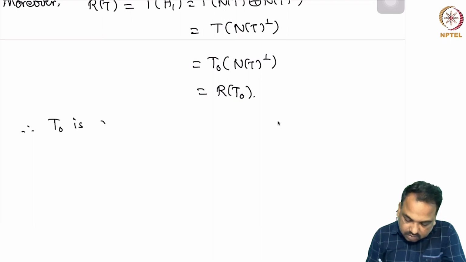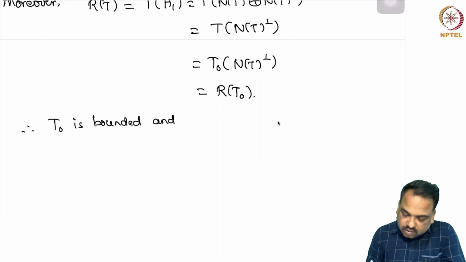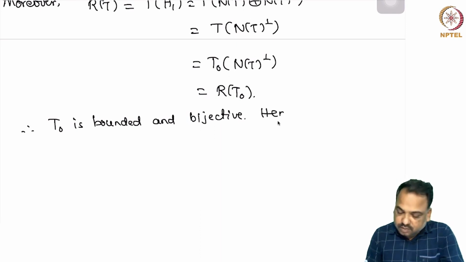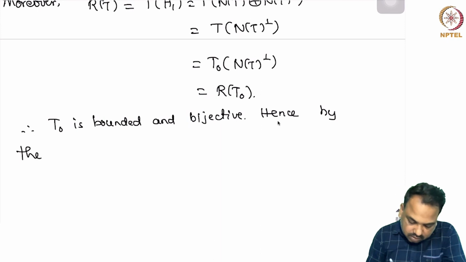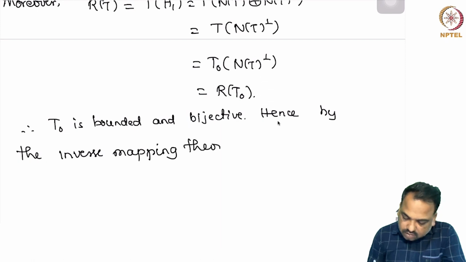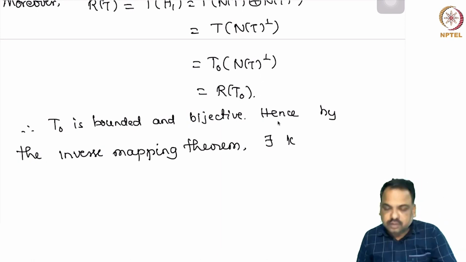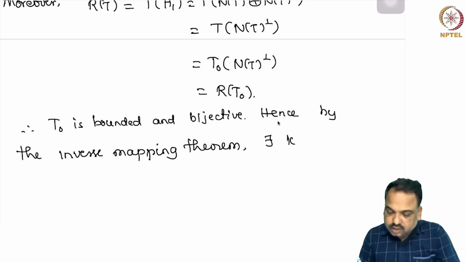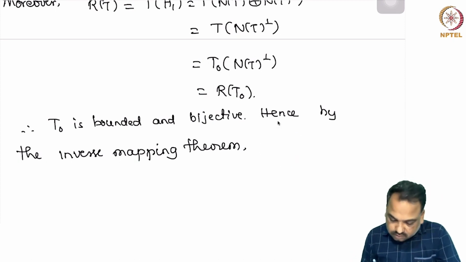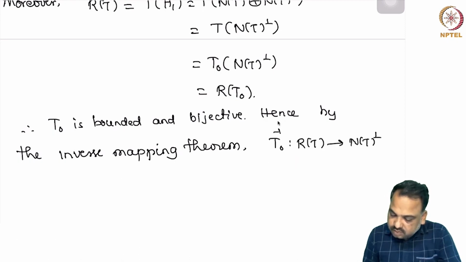Therefore T naught is a bounded linear map and bijective. Hence, by the inverse mapping theorem, we can say that T naught inverse from range of T to null space of T perp is bounded.